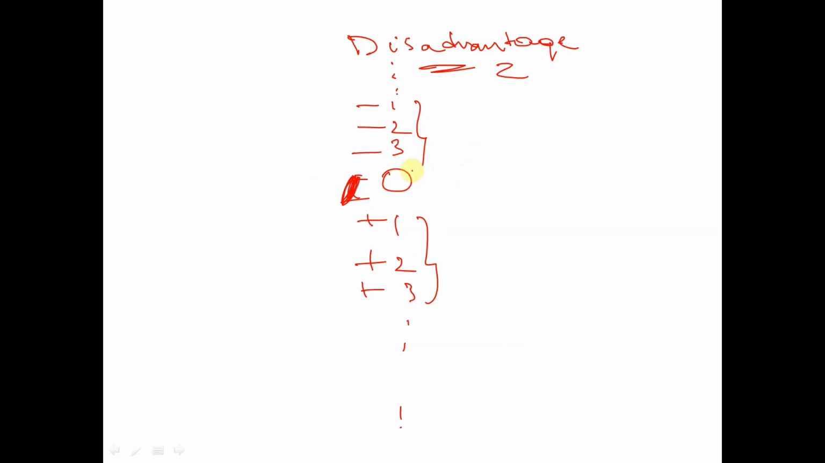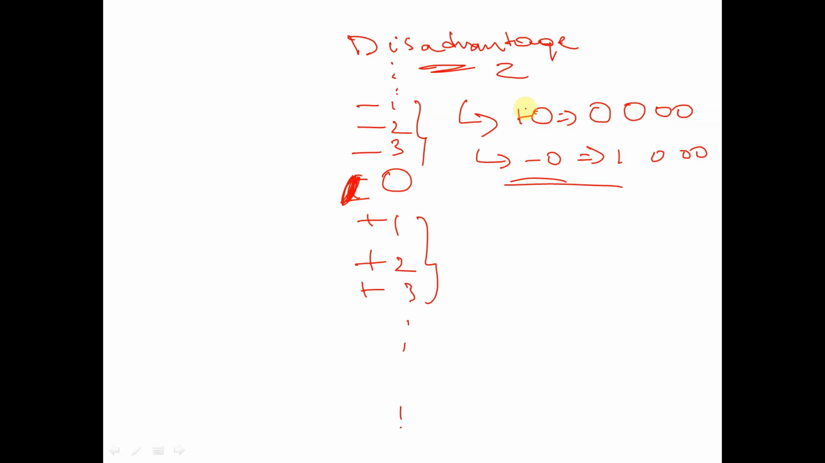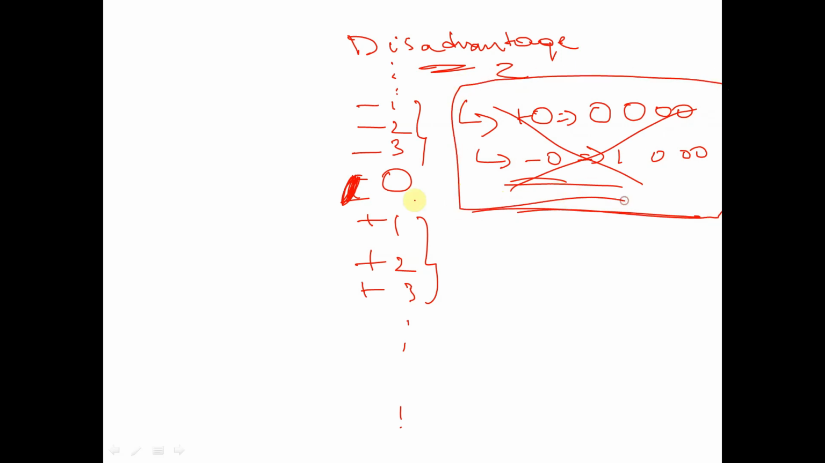But in sign magnitude form, 0 has two representations. We can represent plus 0 in sign magnitude form by 0 followed by 0 0 0, and for minus 0 also there is a representation in signed magnitude form, that is 1 followed by 0 0 0. But 0 has no positive or negative sign, right? So this is the disadvantage in signed magnitude representation. That's why we are going to ones complement and two's complement representation. Is this clear?